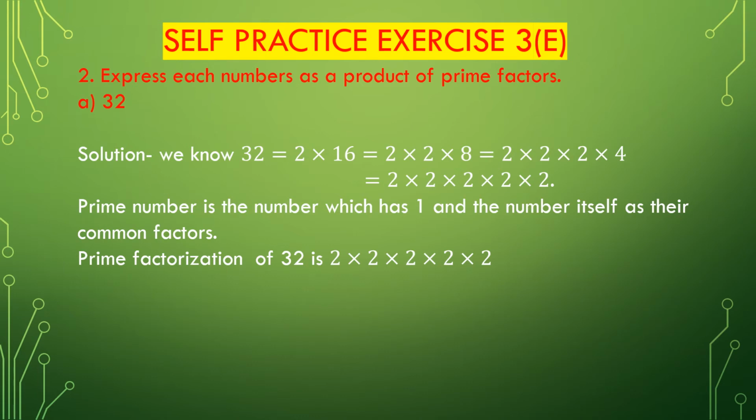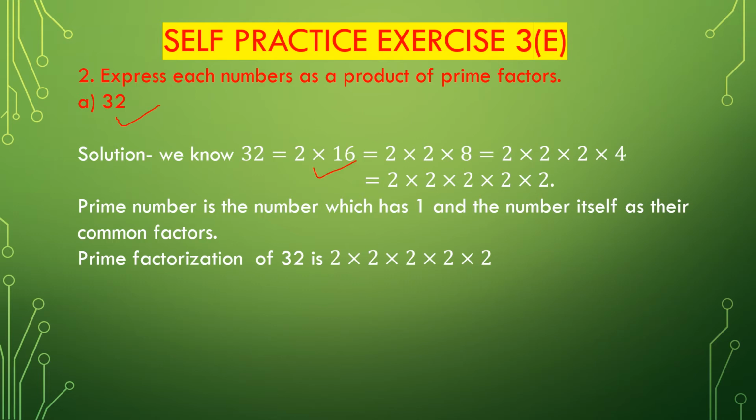Now we solve question number 2. Question number 2 is: express each number as a product of prime factors. First part A is 32. We have to find the product of prime factors of the number 32. We know 32 is 2 multiplied with 16. When we multiply 2 with 16, we get 32.